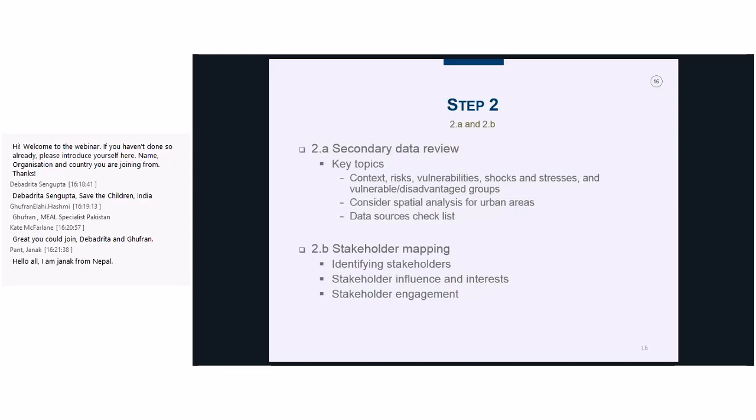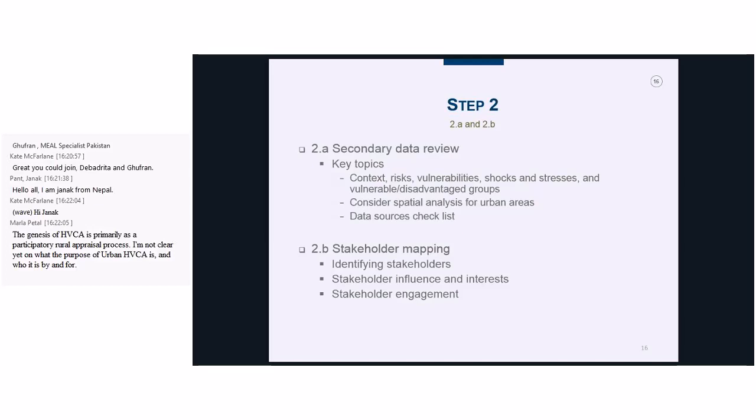So the context, basically in an urban area, looking at the governance system, the socioeconomic system, the different types of risks and vulnerabilities that are facing the community and the urban population, the different shocks and stresses. And like I said, we can not only focus on disasters or natural hazards, but also look at broader shocks, including even economic shocks or price issues, climate change stresses, and then also understand who are the vulnerable or disadvantaged groups in an urban area.